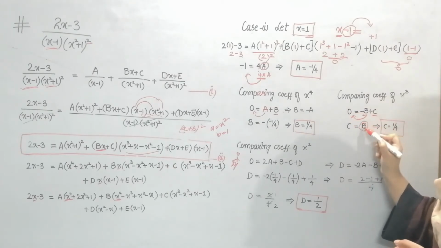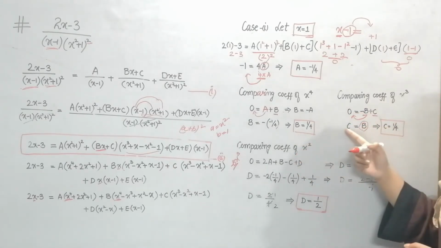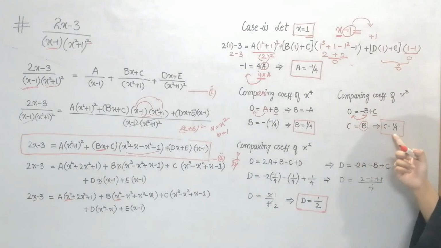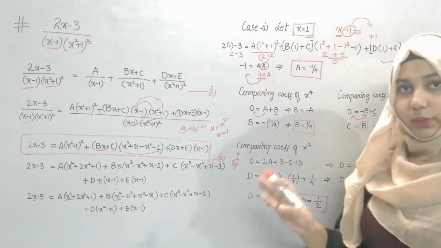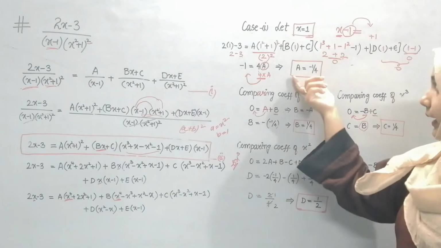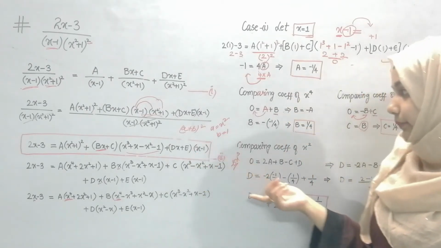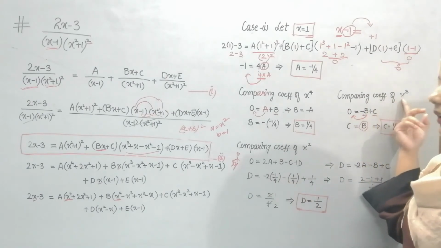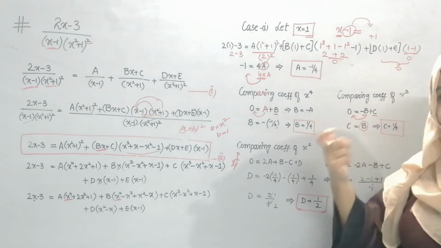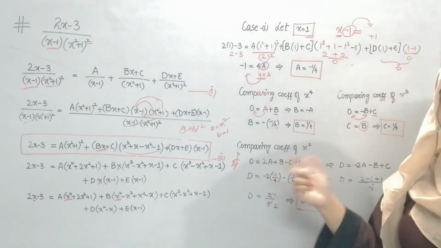I know the value of b. That is what? 1 by 4. So C is equals to 1 by 4. That means the value of C is now 1 by 4. We found what? A, B and C. Done. Now I am left with D, E. Yeah, that's it. Okay. After x cube, what is the variable with the highest degree? X square, right?